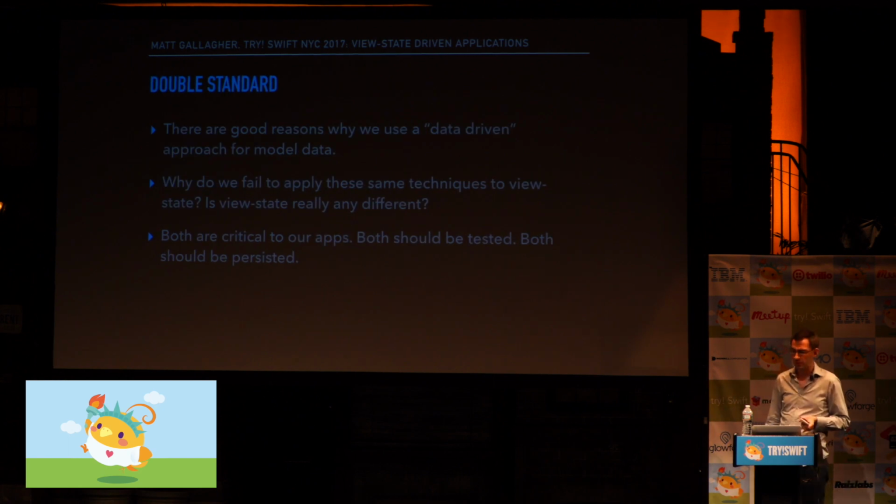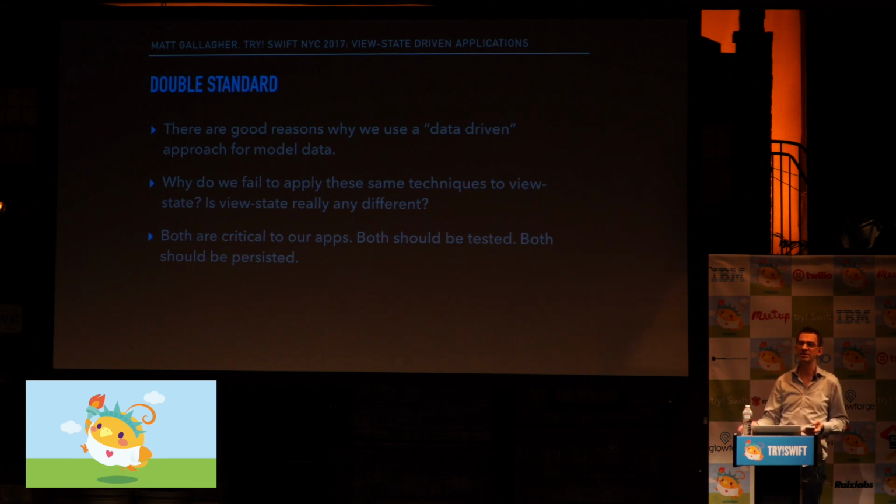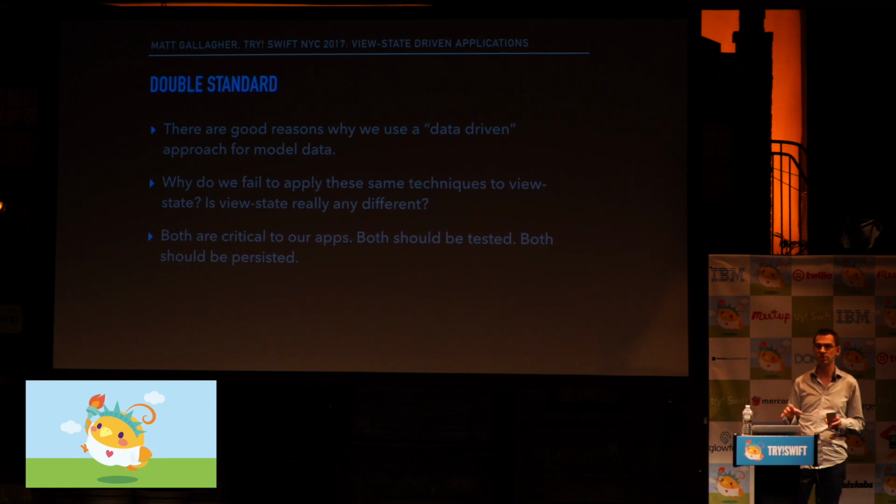So we have this situation where we have a data-driven approach for our model data, for our document, but we're failing to apply the same lessons that we've learned over the years. Model view controller, separated presentation, keep these things apart. We're failing to apply the same lessons to our view state. I mean, they're both critical to our apps. In a small app like this, there's in fact more view state than there is actual document. And we want them all to be tested, and they all have to be persisted in a well-behaved iOS app. We should be using UI state restoration and other things in order to preserve all of them. But it's difficult if we're not even paying attention.